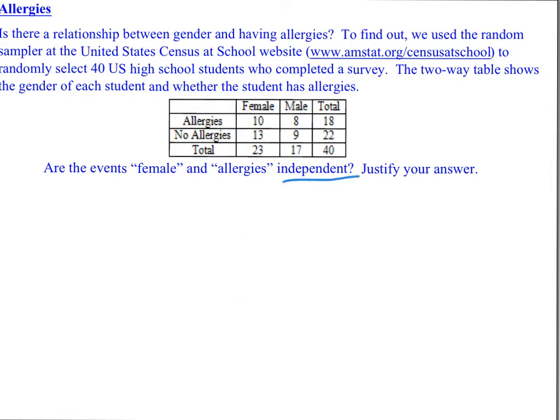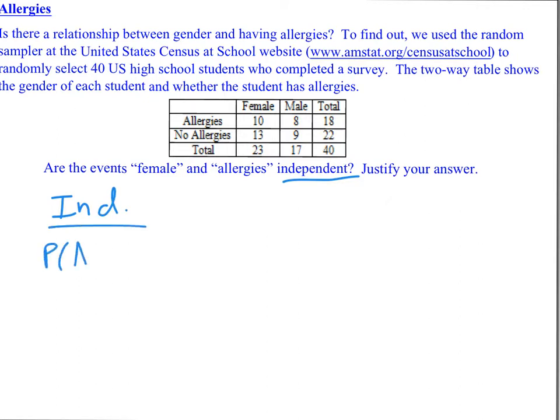Okay? So in this case, what we're looking at is if you knew somebody was female, would it make them more or less likely to have allergies? If it doesn't change the odds at all, then we'd say they're independent. But here's what you should check if you're testing for independence. And it doesn't matter which way you do it.